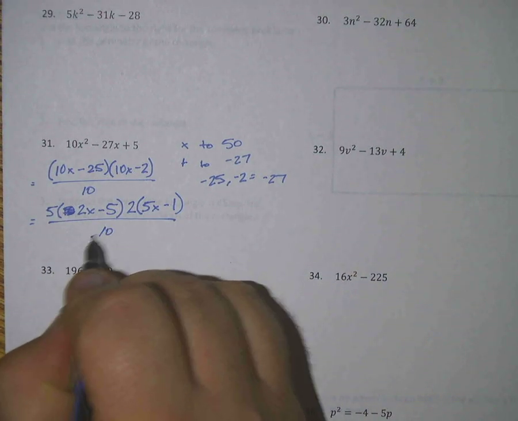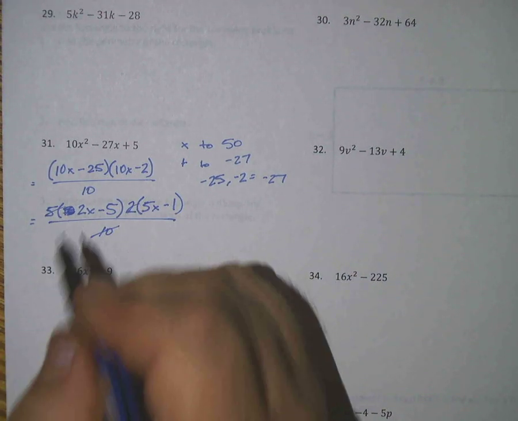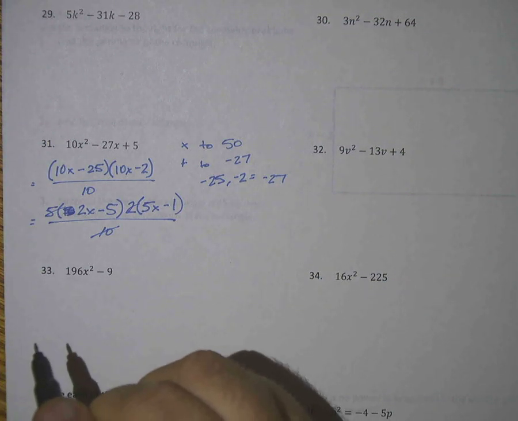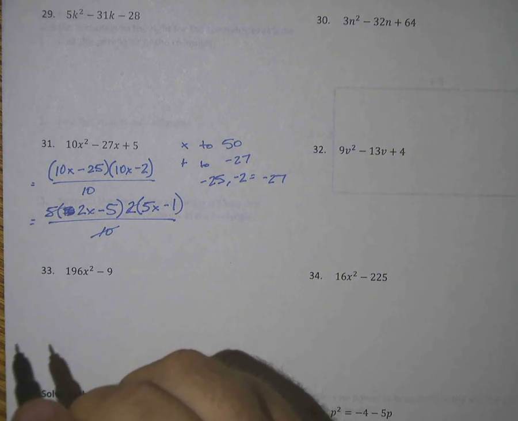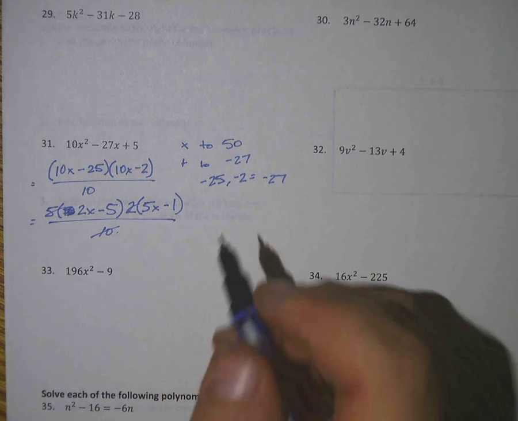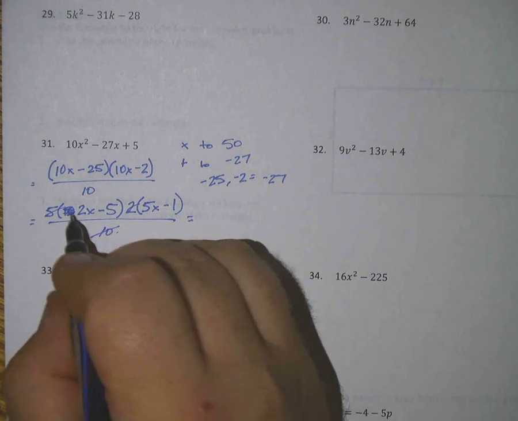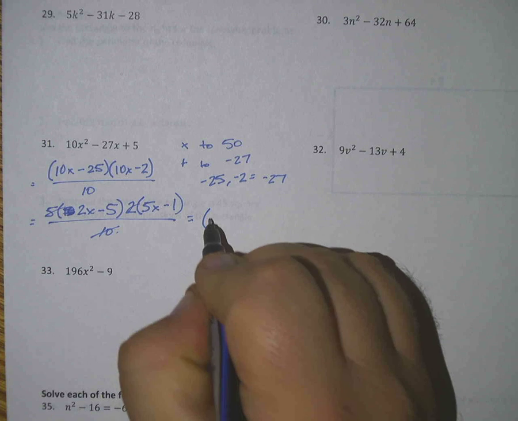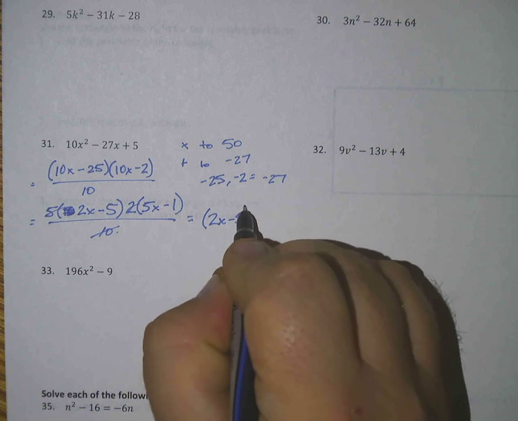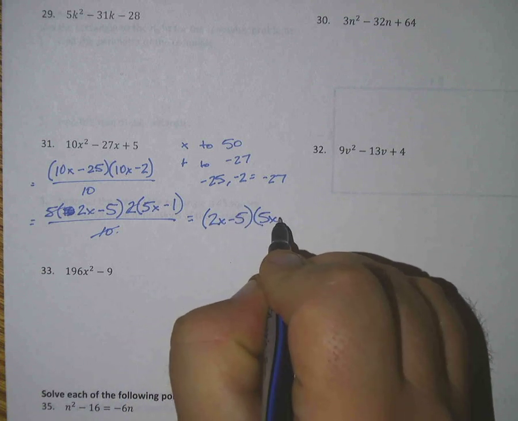And then when we divide that by 10, the 10 cancels with the 2 and the 5, because 2 times 5 is 10. So that's what we wanted, is we wanted that number down there to cancel out. So we're just left with the numbers in parentheses, 2x minus 5 and 5x minus 1.